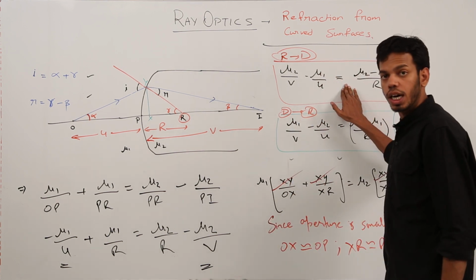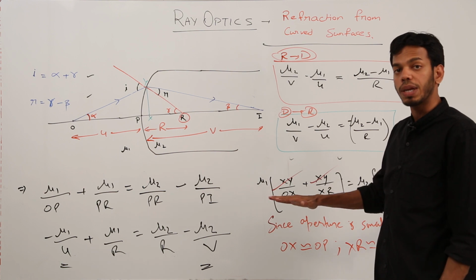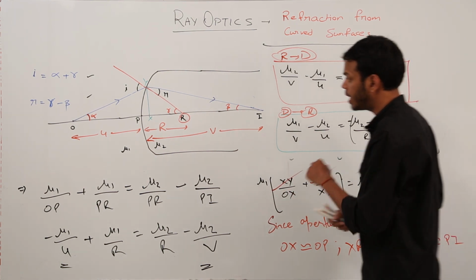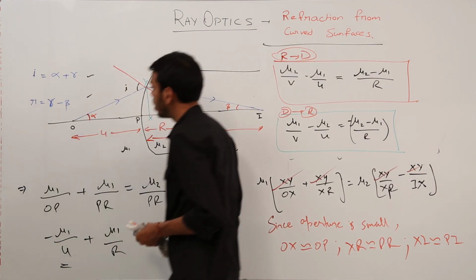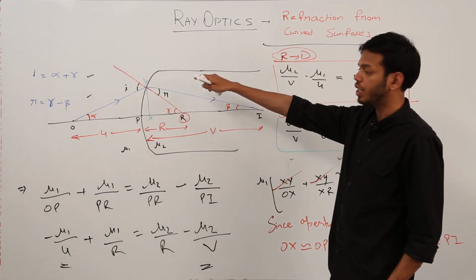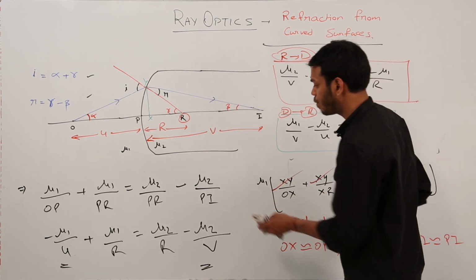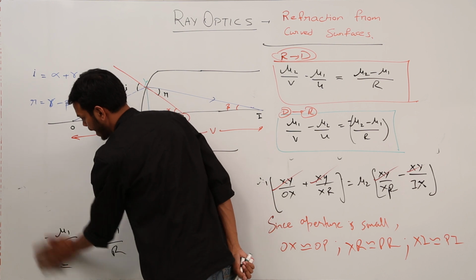Now we have known the answer, we have known the technique. The same technique is going to be used in every situation and every diagram. I'll make another diagram for the same sort of starting, which is convex surface, rarer to denser, but this time we have to have a virtual image. So see the diagram.